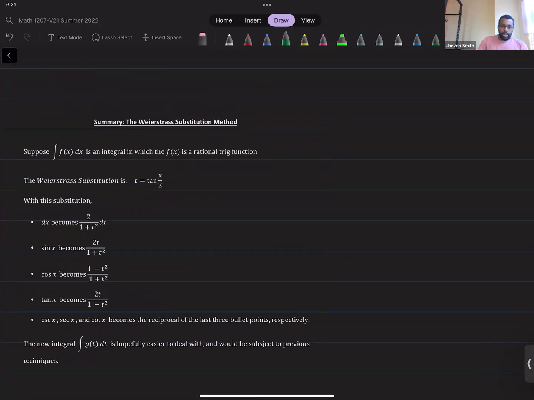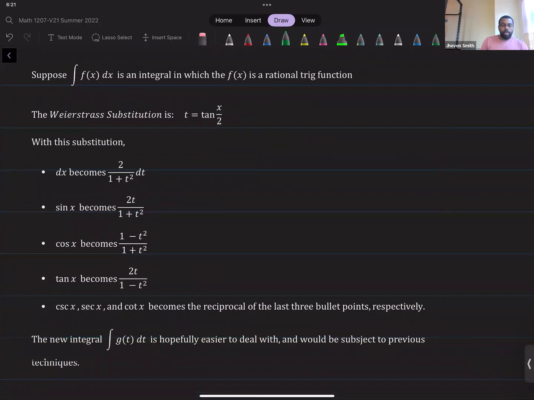Okay, so that kind of summarizes what I mentioned. Under the Weierstrass substitution, which is t equals tangent x over 2, your dx becomes 2 over 1 plus t squared dt. Your sine of x will become 2t over 1 plus t squared. Your cosine of x would be 1 minus t squared over 1 plus t squared. Of course, your tangent x is just the sine divided by cosine, so that becomes 2t divided by 1 minus t squared. And your cosecant, secant, and cotangent are just the reciprocals of these respectively.